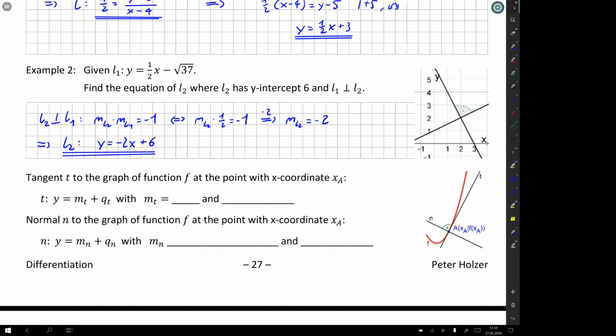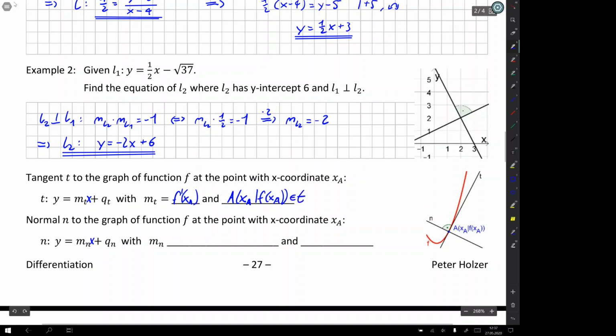Now let us look at the task of finding a tangent to a curve in the point with x-coordinate xa here. This means a tangent is a straight line, so we have the answer y equals mt x plus qt, and the gradient mt of the tangent corresponds to the gradient of the curve in the point with x-coordinate xa, which means the mt, this gradient of t, corresponds to f dash of xa. And additionally, we know that the point A, which has the coordinates xa and ya, is just f of xa, since the point lies on the graph of f, well, this point lies on the tangent.